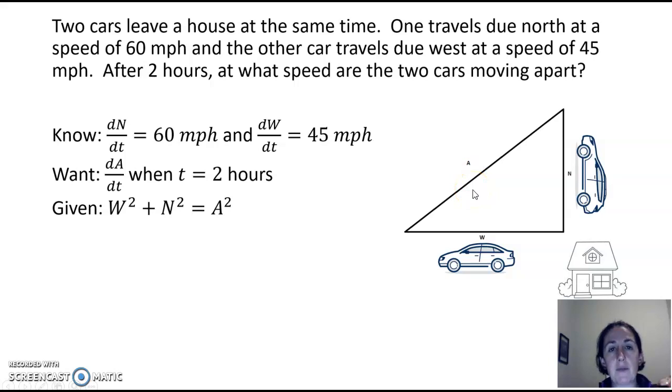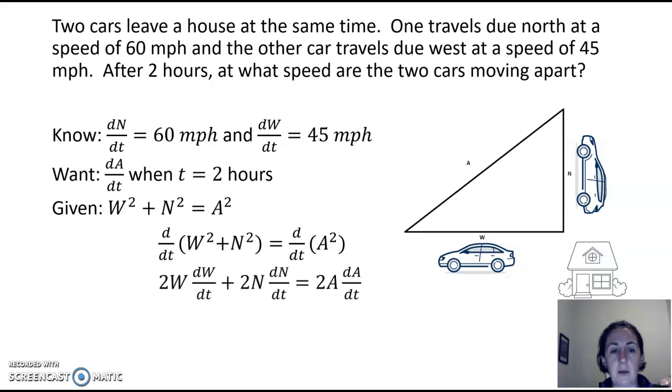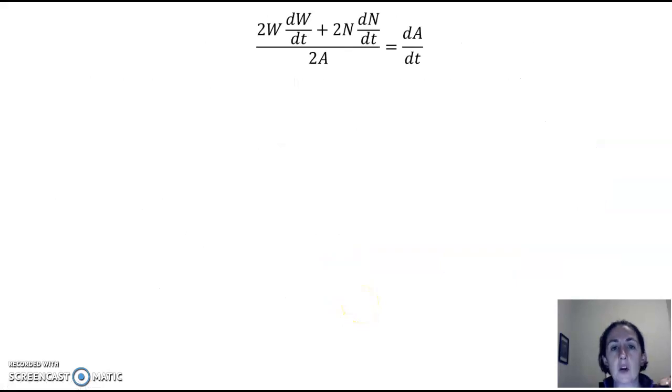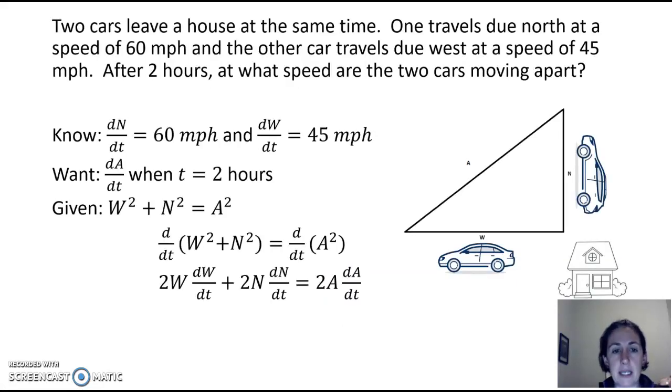And so now I'm going to differentiate with respect to t. I want to know the rate at which these are changing with respect to time. So if I differentiate both sides with respect to t, I get 2w dw/dt plus 2n dn/dt equals 2a dA/dt. And so what I'm actually looking for is dA/dt, so I will solve this whole thing for dA/dt. Great, but if you look back on this last slide, I want dA/dt when t is equal to 2 hours.